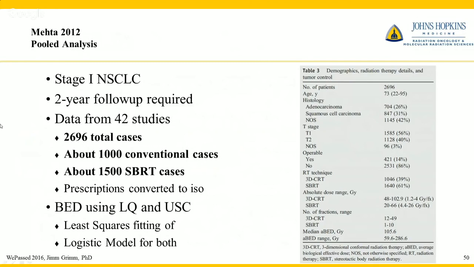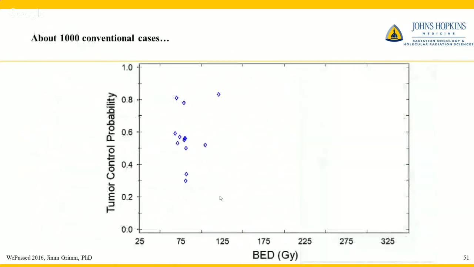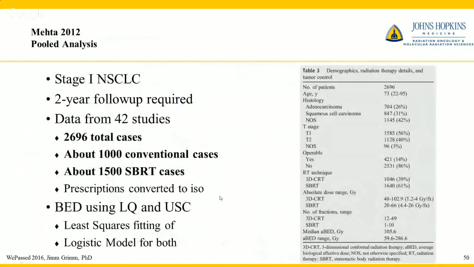One other really groundbreaking study, Meta 2010, actually Percy Lee is the senior author of this. It's data from 42 studies, about 1,000 conventional cases, and about 1,500 SBRT cases. They converted everything to isocentric dose. And they also did BED using LQ and universal survival curve, so you have 2 different models you can compare. They both used least squares fitting and a logistic model for both of the BED models.